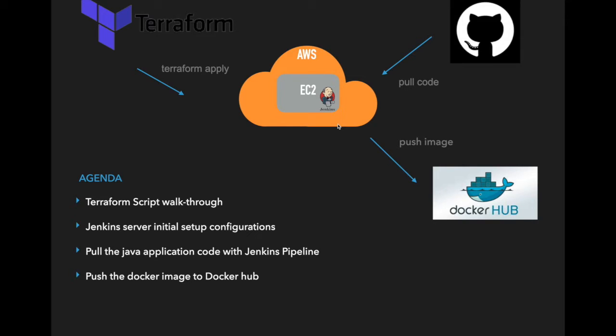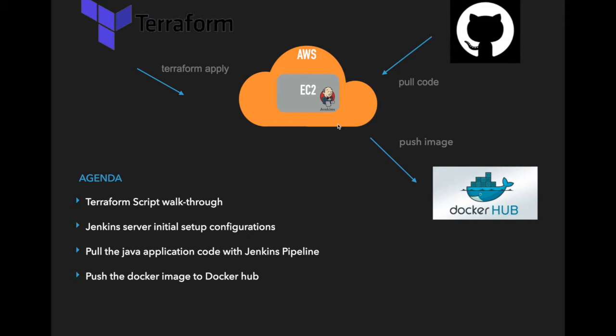Before using Jenkins master, Jenkins server, we have to do some initial setup and some configurations to pull the code from GitHub and finally to push the Docker image to Docker Hub. So for that we need to do some initial configurations like providing credentials of GitHub and Docker Hub and downloading the required plugins like GitHub integration and Docker Hub. All those we are going to see as part of this video.